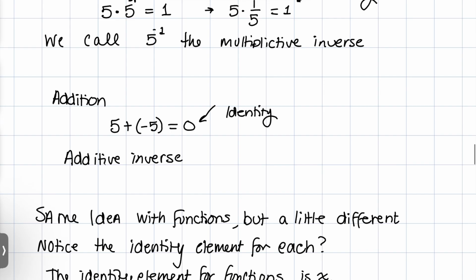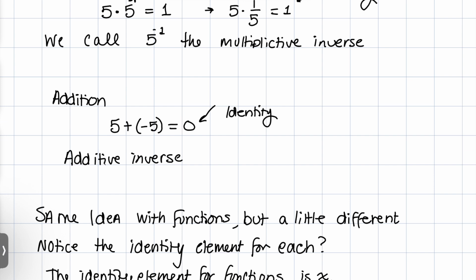The other thing that we have is addition, our other kind of operation. So we need to find some type of inverse that gets us back the identity. The identity for addition is 0. If you add 0 to anything, you always get back what you started with. So 5 plus 0 equals 5. So 0 is going to be our identity element.